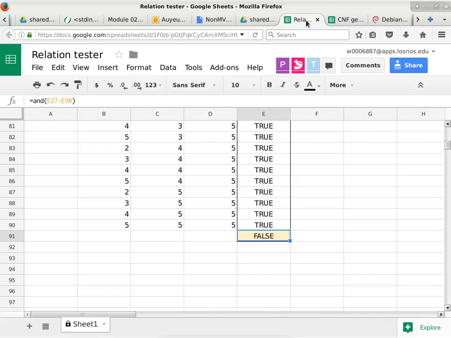All right. So somebody wanted me to go back to the CNF notes. The resolution one? Okay, let's go ahead and do that.